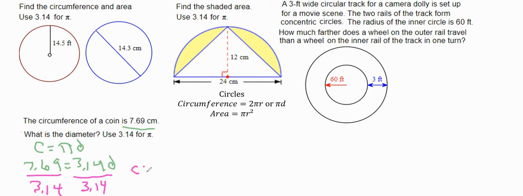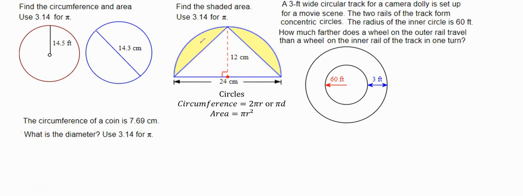And that would give us that the diameter is about 2.449, so round that appropriately. If it says to round it to the nearest tenth, we would say 2.4. If they said round to the nearest hundredth, we would say 2.45. And of course, all these units would be centimeters no matter where we round it.